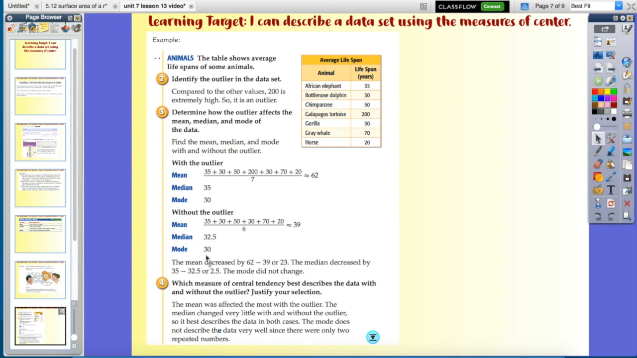So the mode really doesn't help us describe the data set here because that's very close to the smallest numbers in the data set, which leaves us between the median and the mean. The median did not change very much, so we would use the median to best describe the data set. If you look going from 62 down to 39, that's a big drop in the mean.